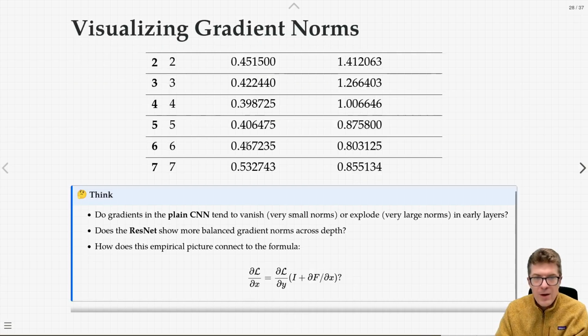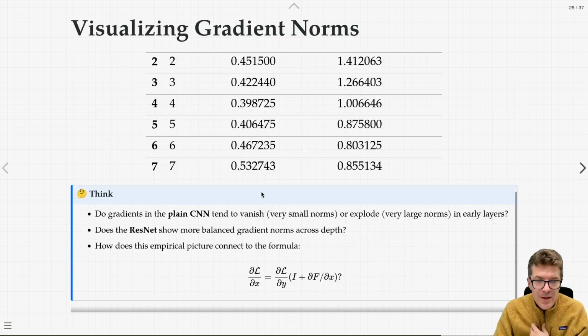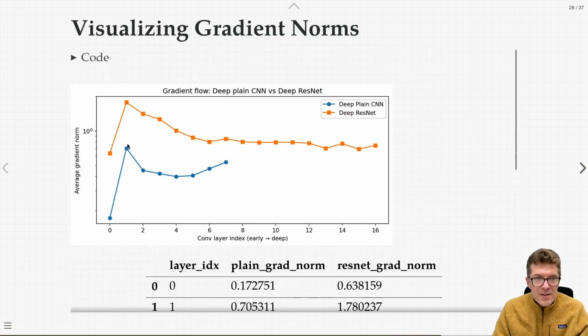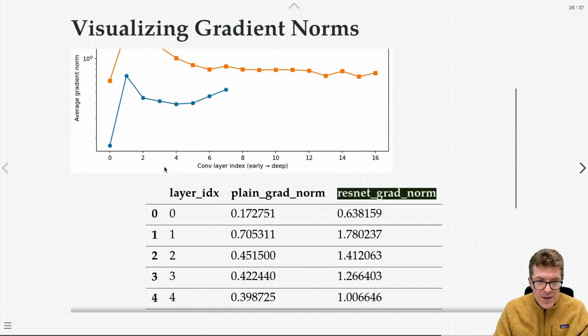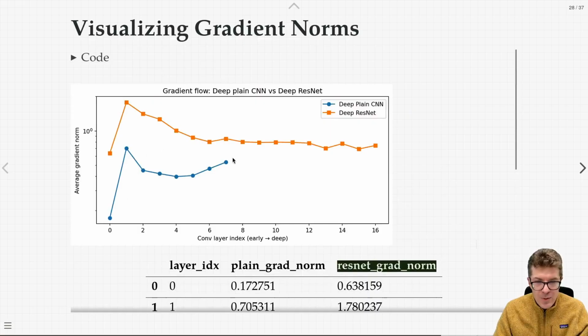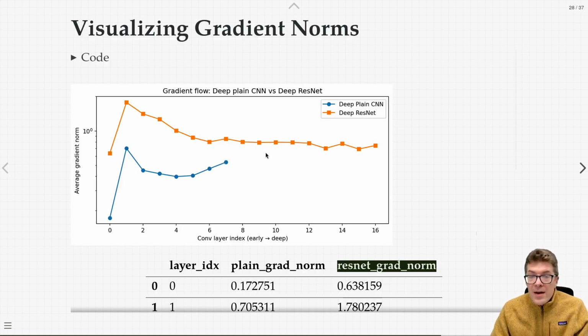I think we can visualize it a bit more cleanly. This table and this image are essentially the same thing. We have our plain CNN grad norms. We have our ResNet grad norms. We have our layers, up to a certain point. We can get deeper and deeper with the ResNet as you go towards the right over here.